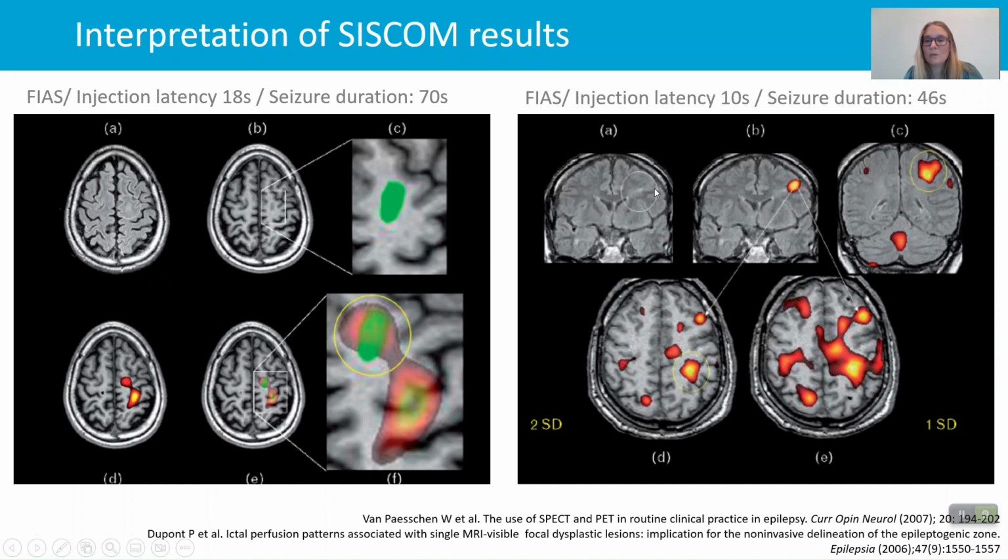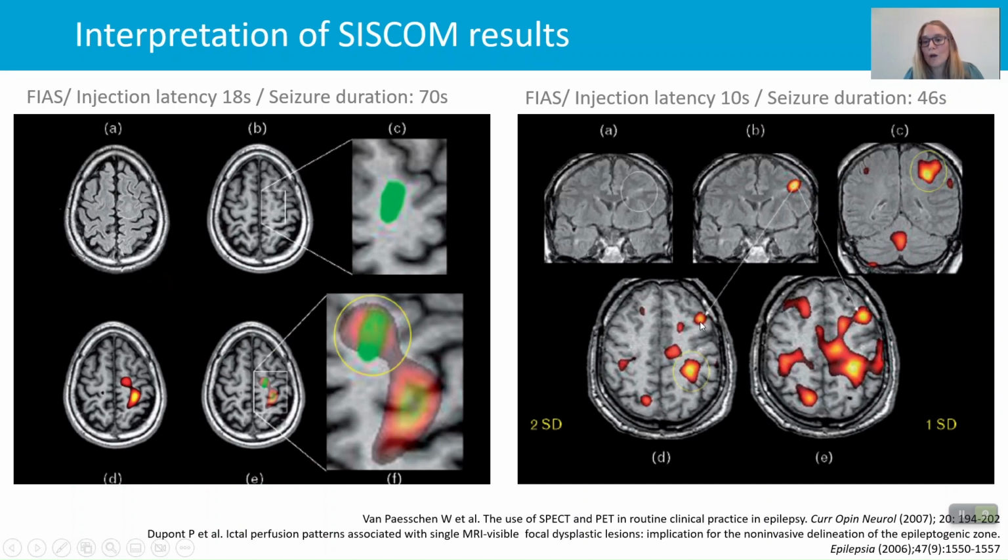Similar case, patient was injected during a focal impaired awareness seizure with injection latency of 10 seconds and a seizure duration of 46 seconds. Had a probable focal cortical dysplasia on MRI here. And you see that concordant with the probable FCD, there was a cluster of hyperperfusion in the ictal SPECT, but there was a much bigger and much more intense blob more posteriorly. So if you look at this image in an axial view, you actually see different blobs.